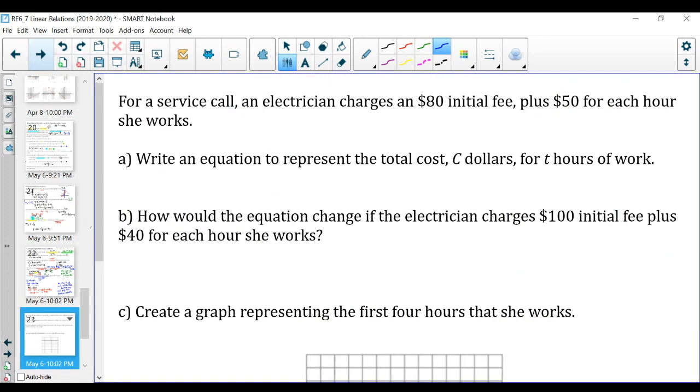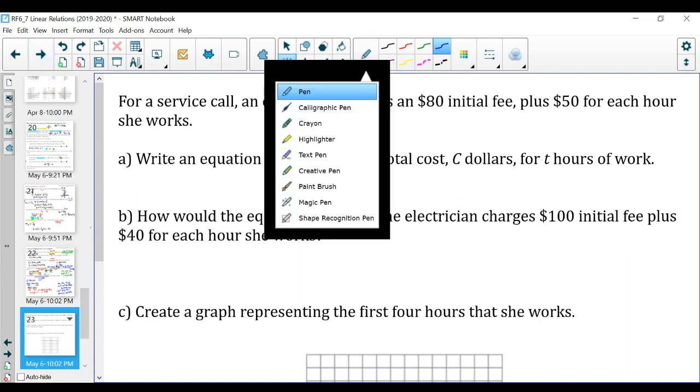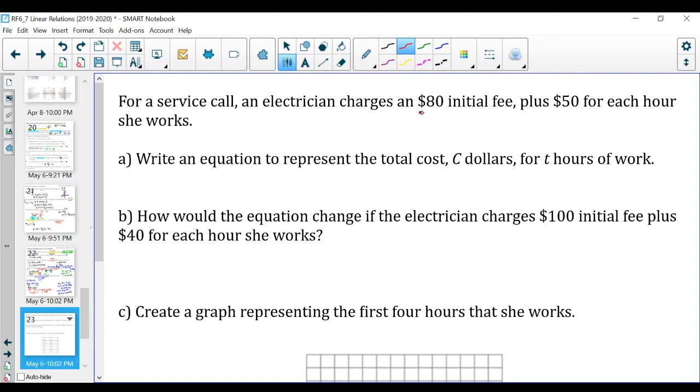Our next example here, we're talking about an electrician, and she charges an $80 initial fee plus $50 for each hour that she works. So let's go ahead and identify what each thing represents. Well, your $80 initial fee is your B value, so your B value is equal to 80. And you're being charged $50 for each hour. So that means that your slope is going to be 50.